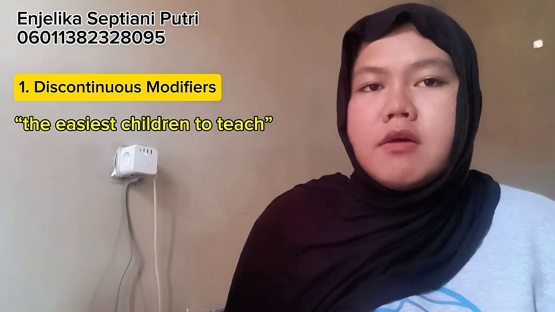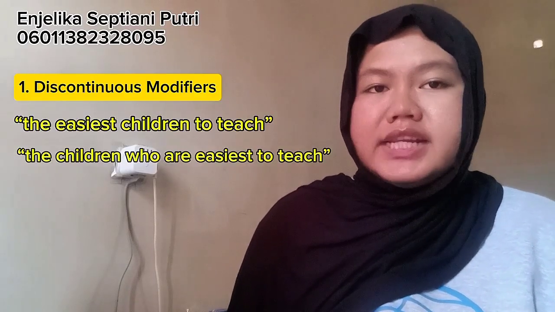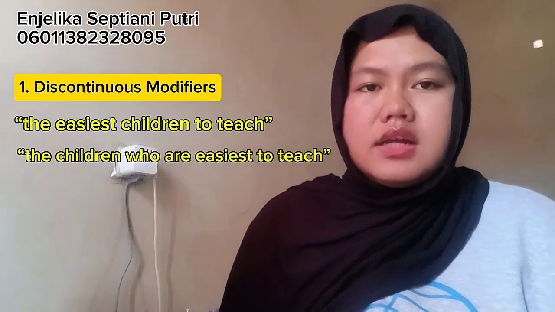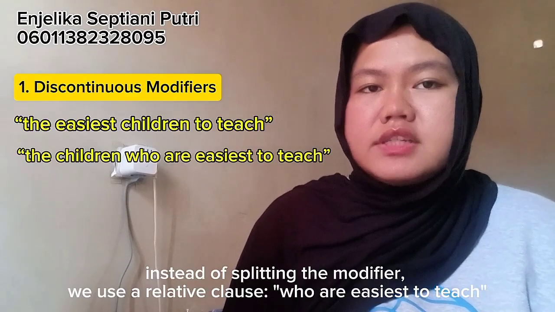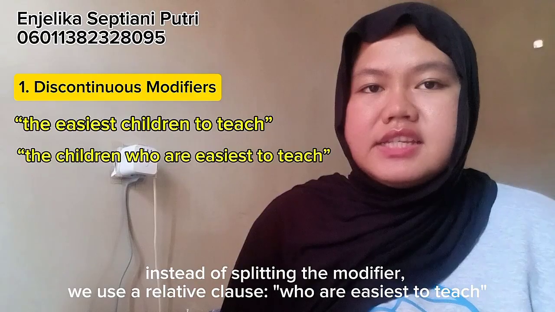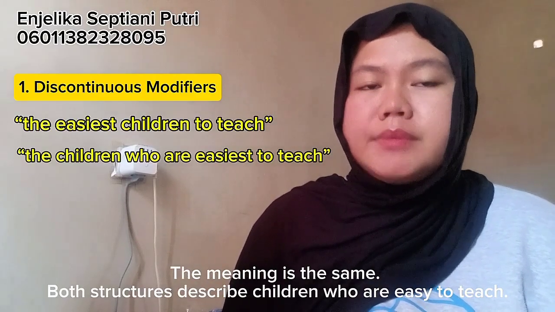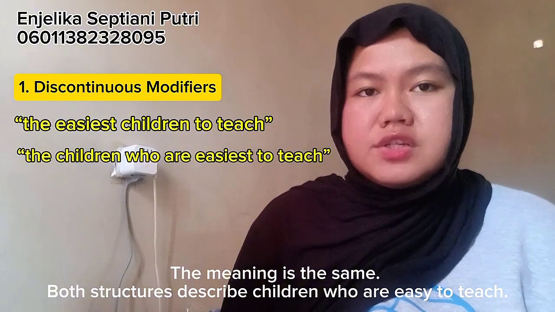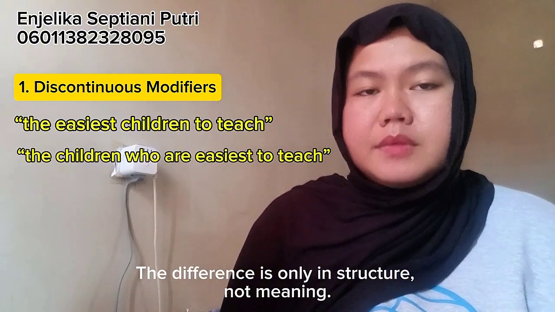Now, we compare it with this sentence. The children who are easiest to teach. Instead of splitting the modifier, we use a relative clause. Who are easiest to teach. The meaning is the same, but the structure is different. Both describe children who are easy to teach. The difference is only in the structure, not the meaning.